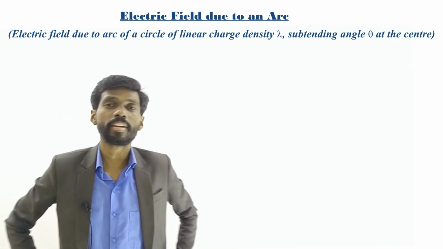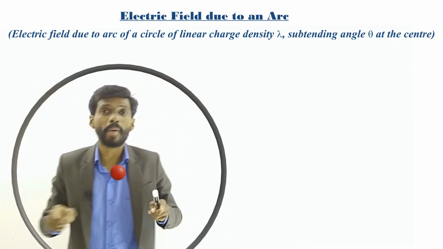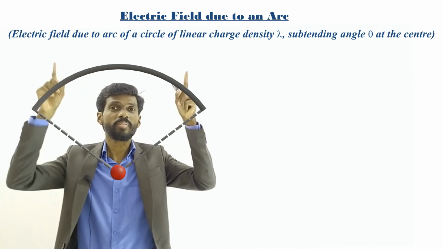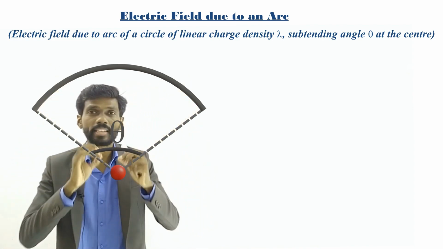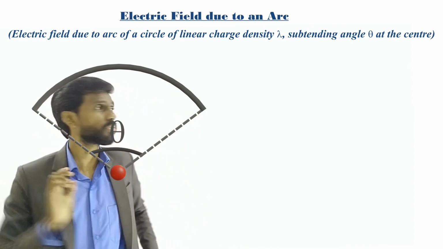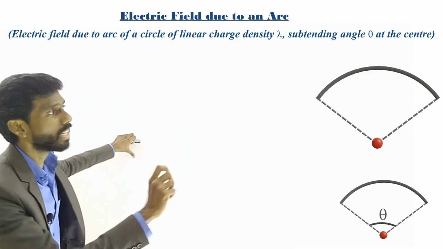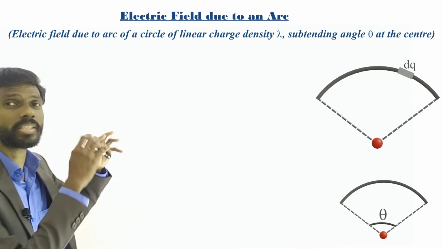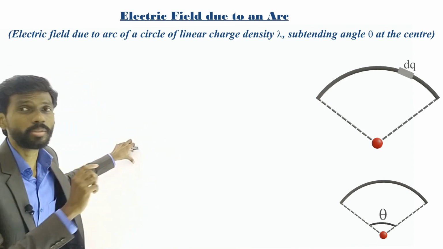Here we will find the electric field not due to the entire circle, only a part of the circle. This is called an arc which subtends angle theta at the center. So we will find the electric field due to this arc at the center. Let us find it using the same method. Let us consider a small portion of this arc having charge dq. Let us find the electric field only due to this portion.